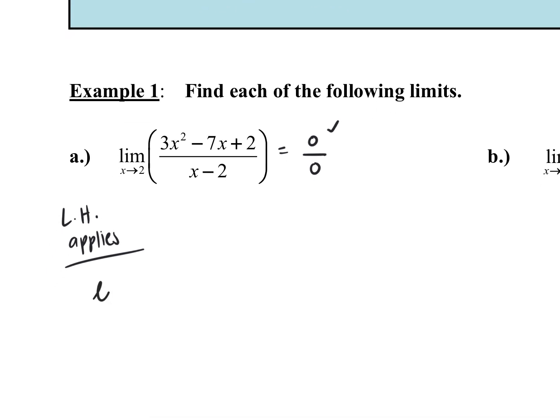So now I can take the derivative of the top and the bottom. So the derivative of the top would be 6x minus 7 over 1. And now I can plug in 2. 6 times 2 would be 12 minus 7, which is 5. So your answer for this is 5.